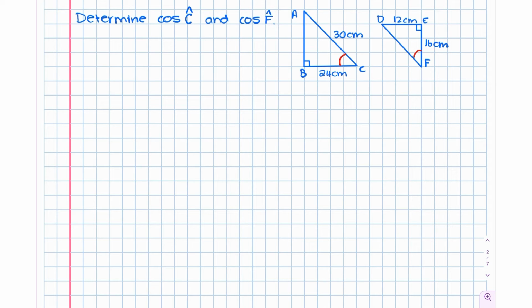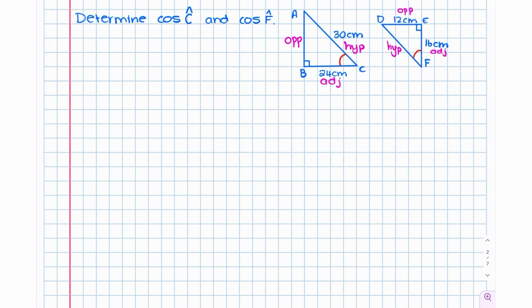Okay, so let's start with C and work out cos C. So first thing we need to do is label the triangle with our labels. So we can see that the side AB here is going to be the opposite. Then BC is the adjacent. And AC is the hypotenuse. For the other triangle, we've got the opposite, hypotenuse, and adjacent.